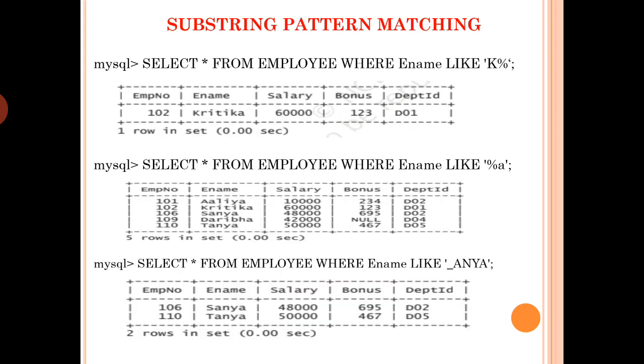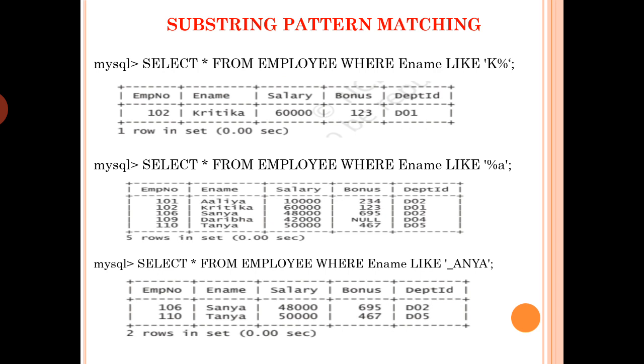Substring pattern matching. Students, many a times we come across situations where we don't want to query by matching exact text or value. Rather, we are interested to find matching of only a few characters or values in column values. For example, to find out names starting with T or to find out pin codes starting with 60. This is called substring pattern matching.